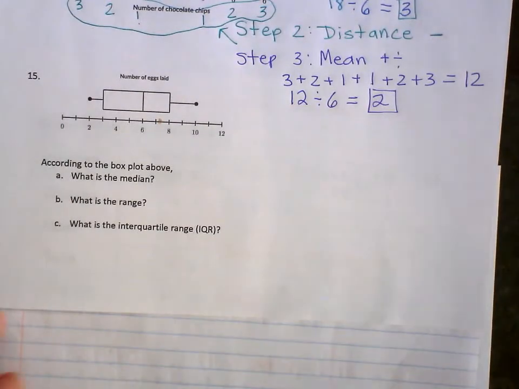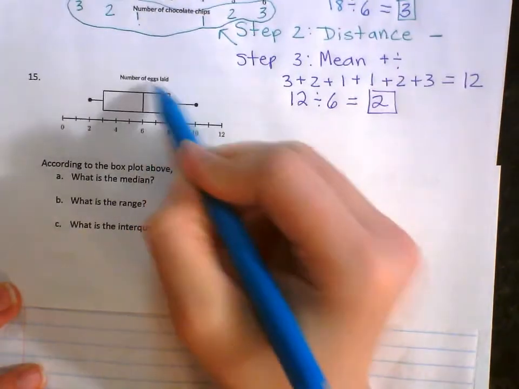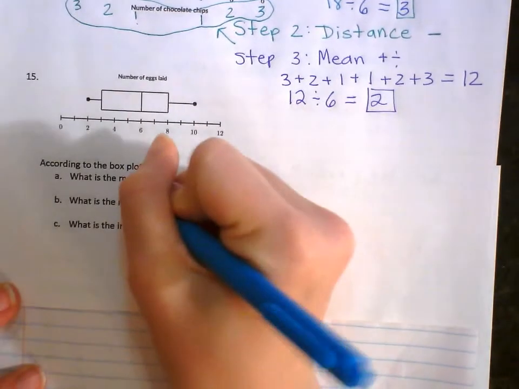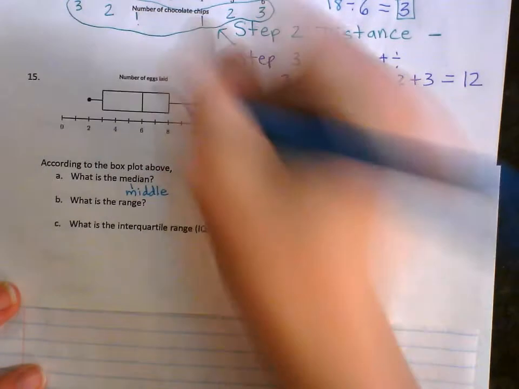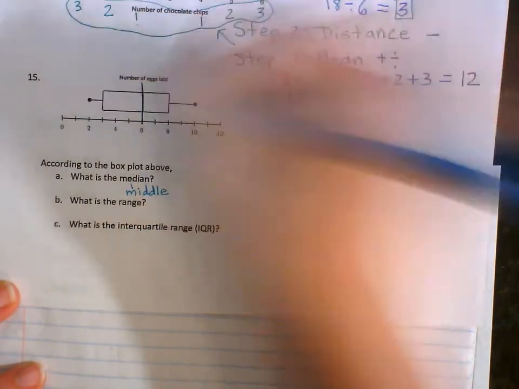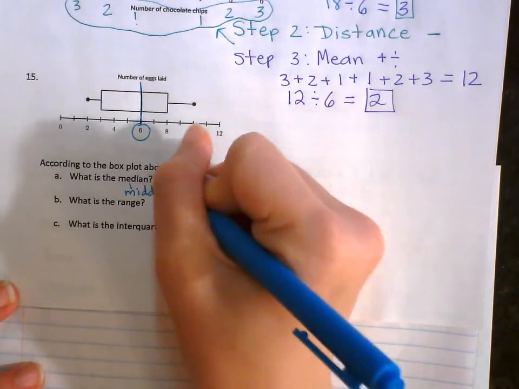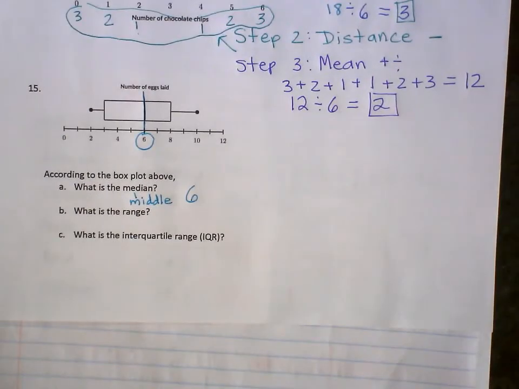Okay, number 15. According to the box plot above, so we have our box plot. Number of eggs laid. What is the median? Median is middle. So we know that this line right here is our median. That's our middle. So the median is at 6. So the answer is 6 for A. The median is at 6.